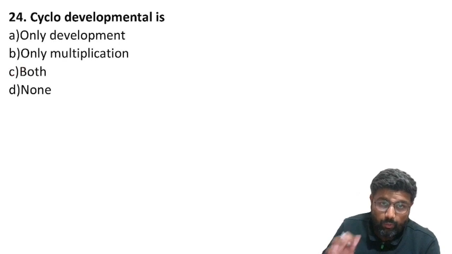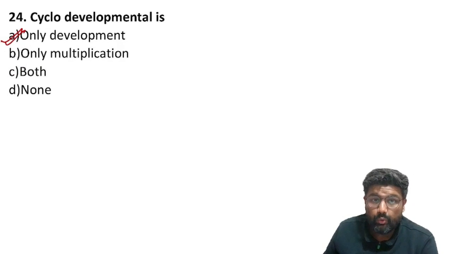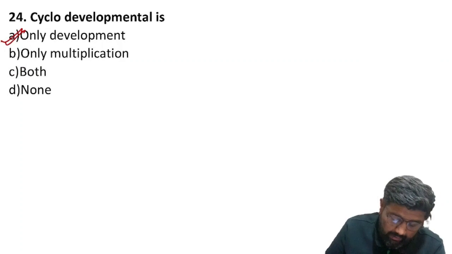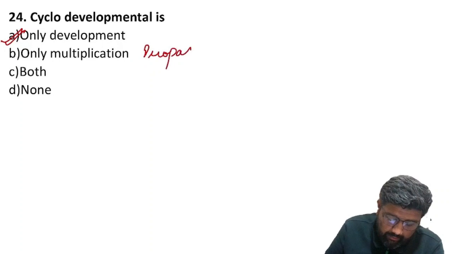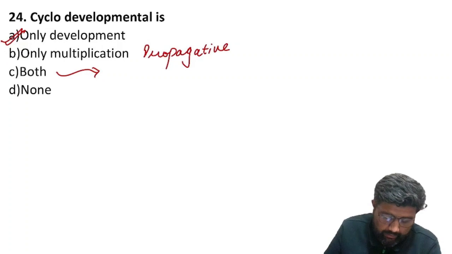Cyclodevelopmental is when there is only development. Only multiplication is propagative. And when development and multiplication both occur, it is cyclopropagative.